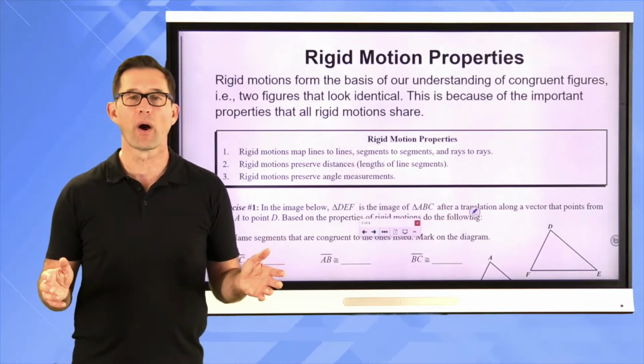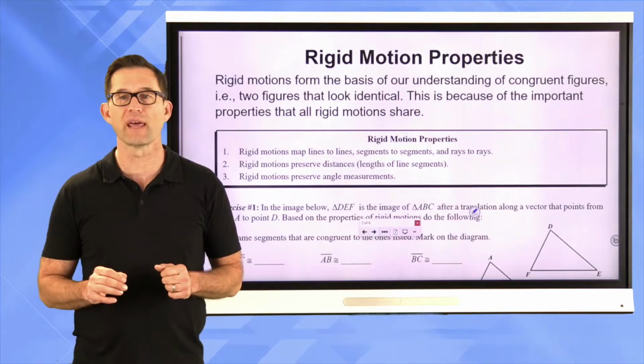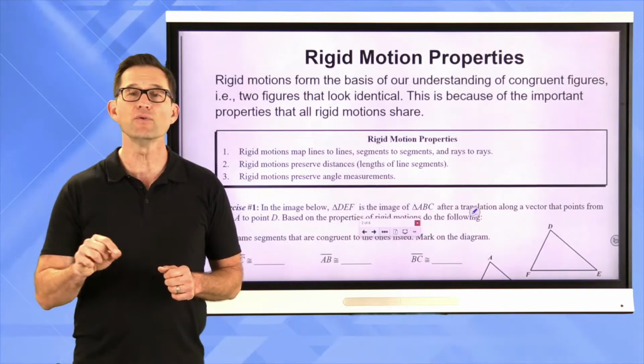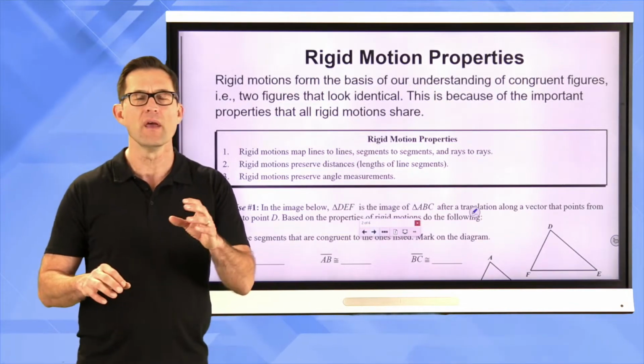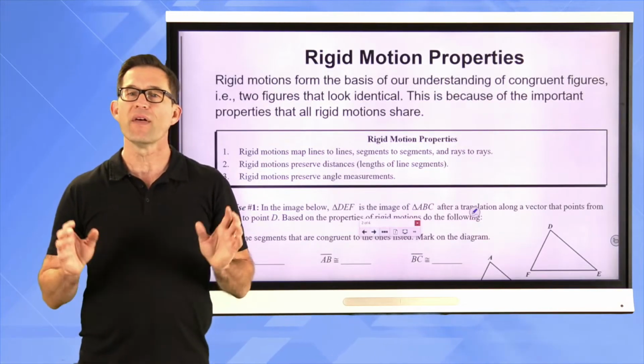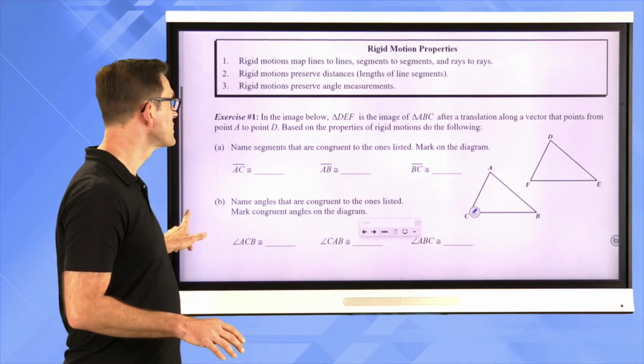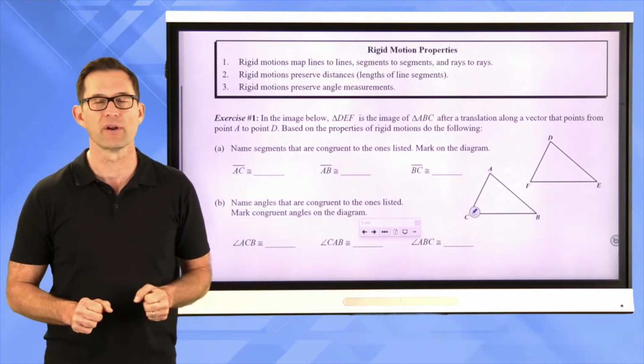Now, rigid motion properties, these are critical to understand. Rigid motions form the basis of our understanding of congruent figures, i.e. two figures that look identical, but they could be in a different location or a different orientation or something like that. That's because of the important properties of all rigid motions. So let's bring this up to the top so we can really talk about these properties.